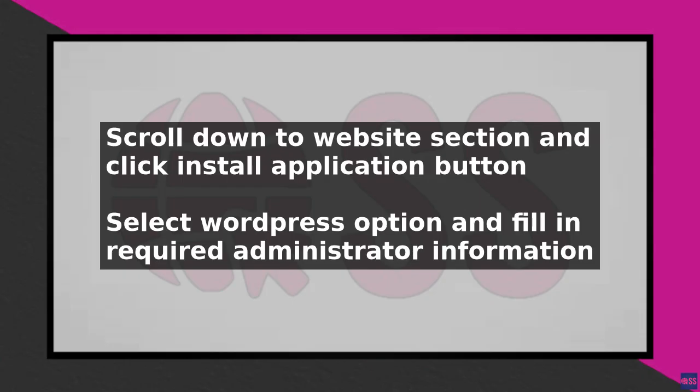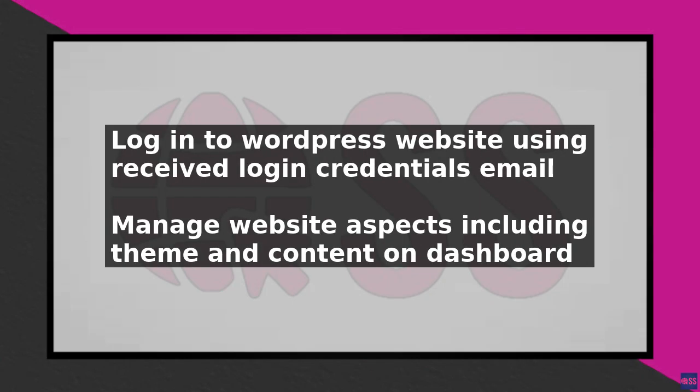To change the theme, click on the Appearance option and select the Themes option. You can choose from a variety of free and paid themes, or you can upload your own custom theme. To install a new theme, click on the Add New button and select the Upload Theme option. Then select the zip file of your theme and click on the Install Now button.